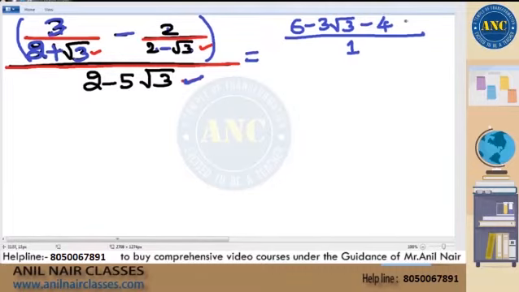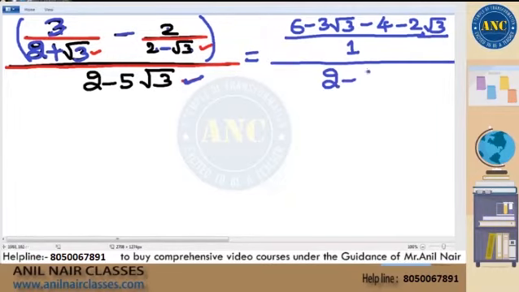Minus 2 into root 3 is minus 2 root 3. Right? It is minus 2 root 3. I believe the idea is clear. That common denominator, final denominator, I will keep it as it is now. Anything divided by 1 is nothing but the same thing. So that means I made 2 denominators condensed to a single denominator.